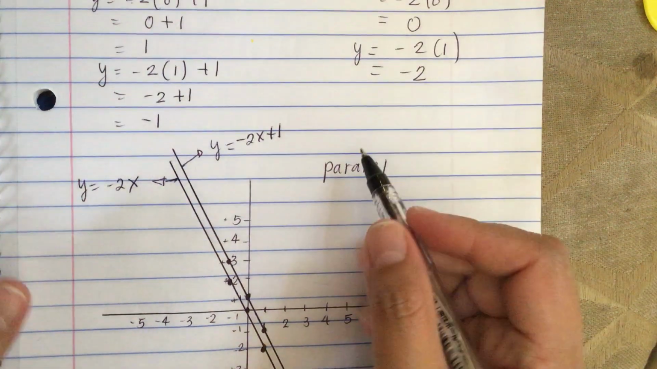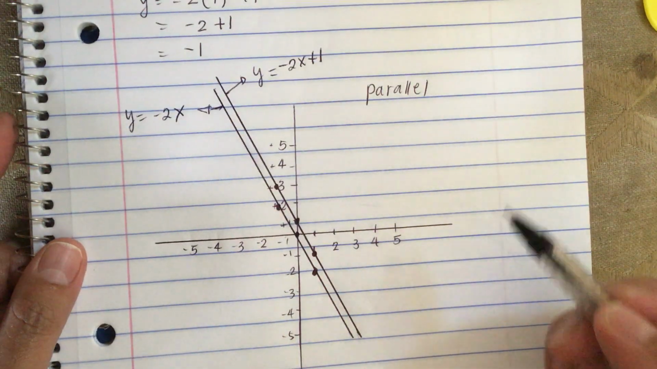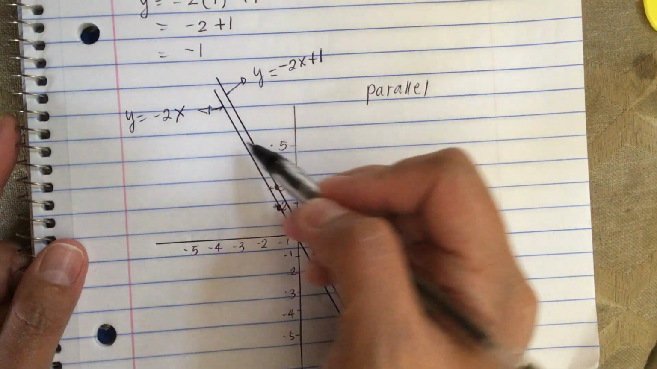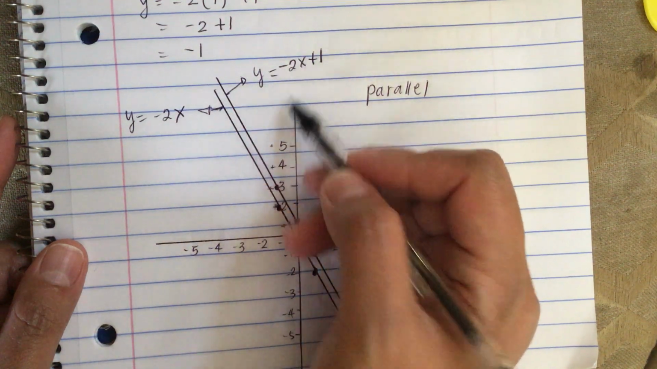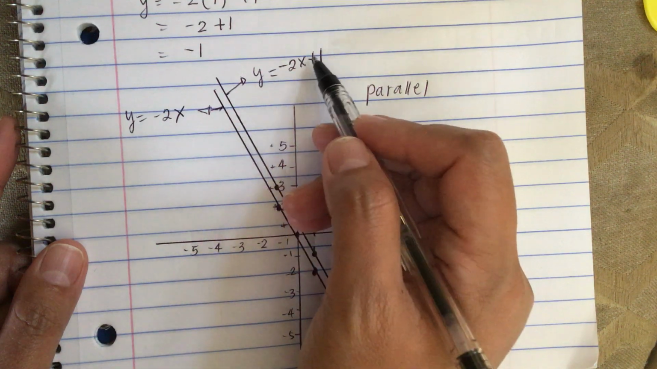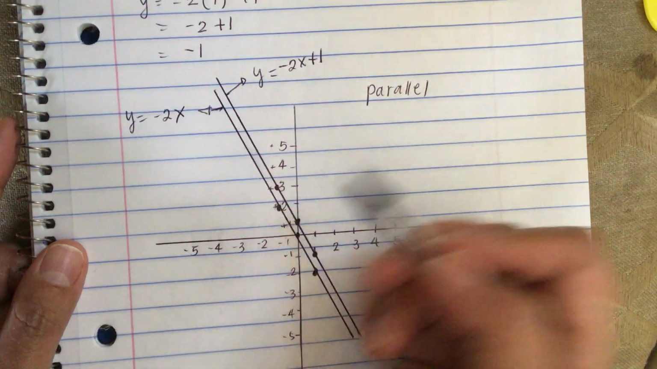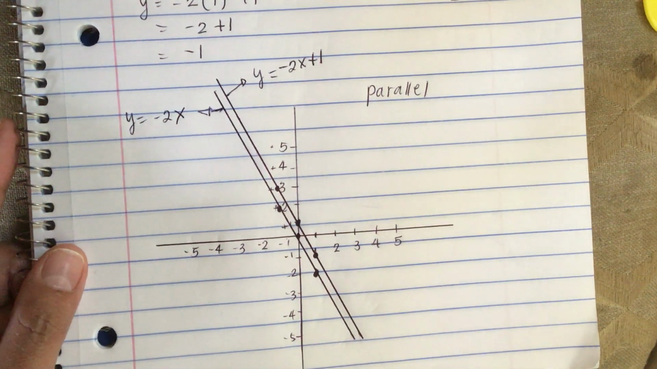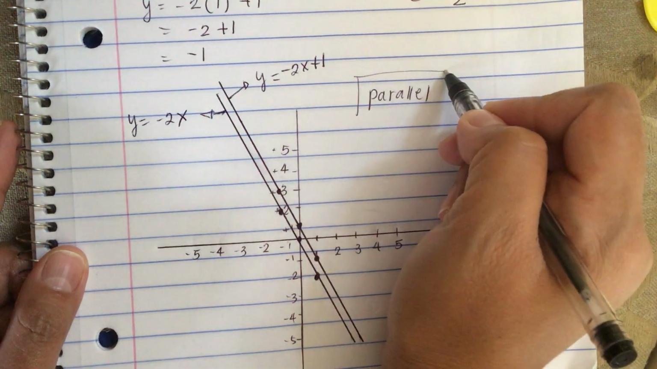to each other. And this is just this line, negative 2x, and this one is plus 1, so it goes up 1. So these are parallel.